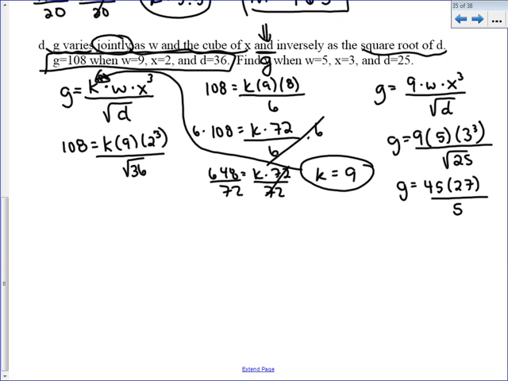45 times 27, 1215 over 5. Oops, I did. What did you have? 243? Yep. Where's my G? So G equals, I agree with that, 243.